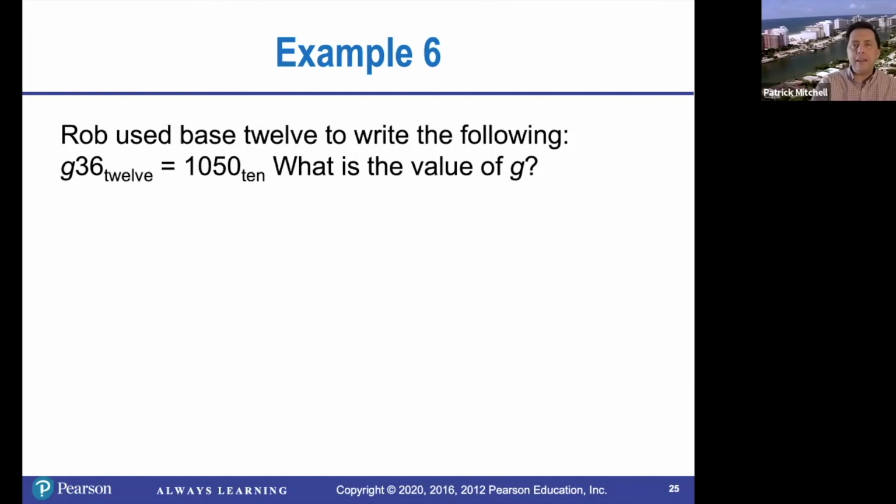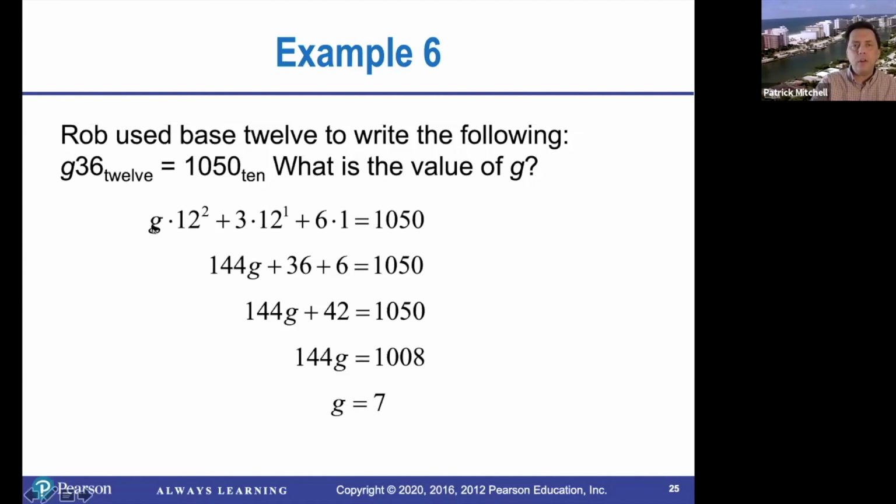So if you just write this mystery number G36 in expanded form, it would look like this: G times 12 to the second plus 3 times 12 to the first plus 6 times 1 has to equal 1050. So now this is just a little easy algebra problem. 144G plus 36 plus 6 is equal to 1050. You combine these like terms, gives you 42. Subtract 42 from both sides, you get 144G equals 1008, which means G must be 7.